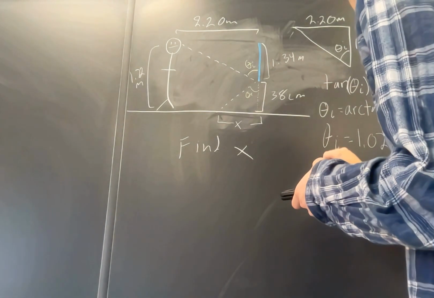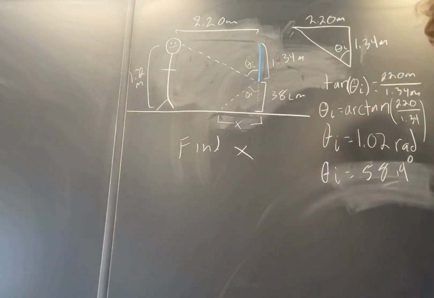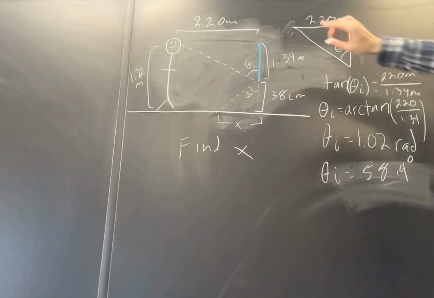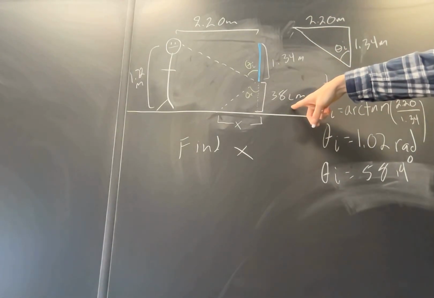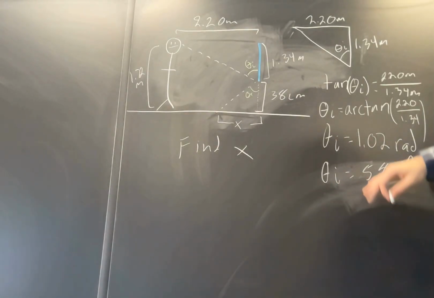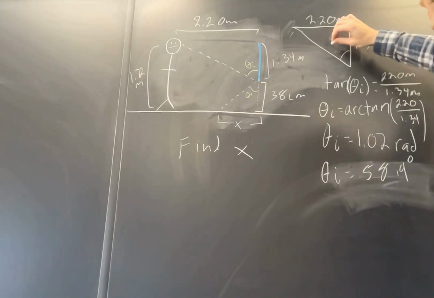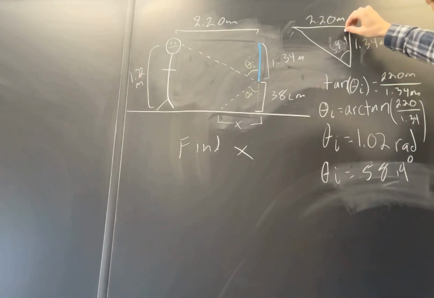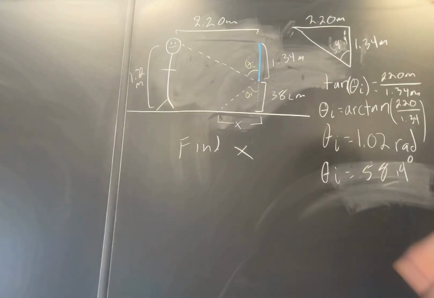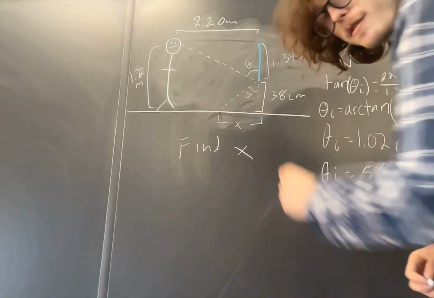Okay, so theta I, or the incident angle, is 58.4 degrees. I'm not worrying about sig figs right now, I'm going to keep maybe one or two. We have two sig figs, because that's given in 38 centimeters, not 38.0. So the incident angle we now know is 58.4 degrees. Now we're going to erase all this work and find this angle here, and then we're going to find delta x.